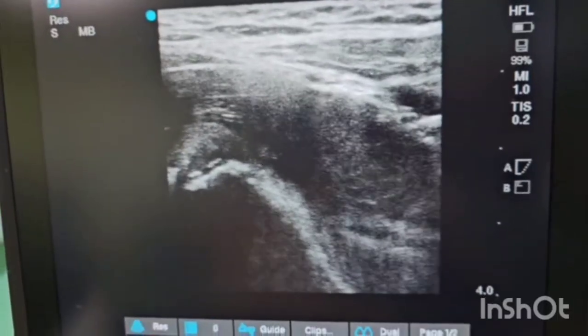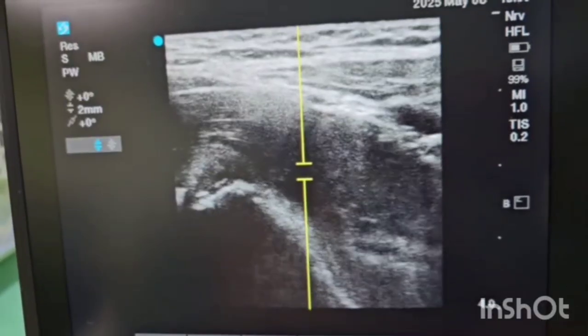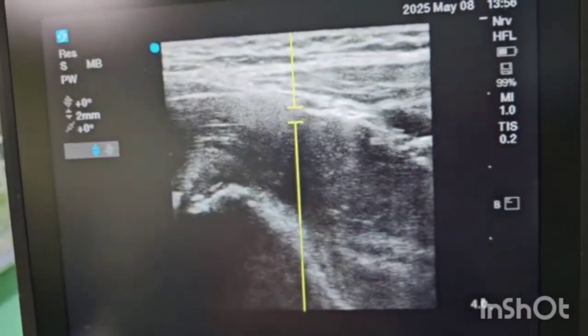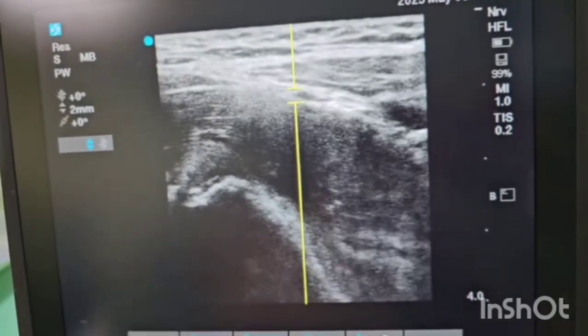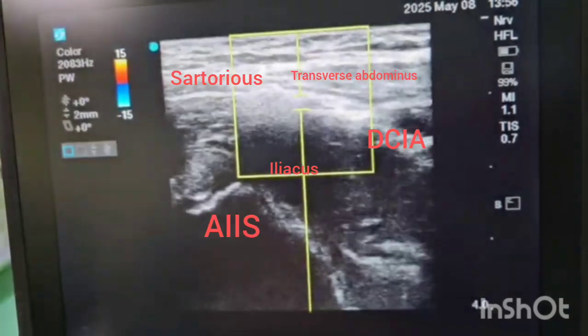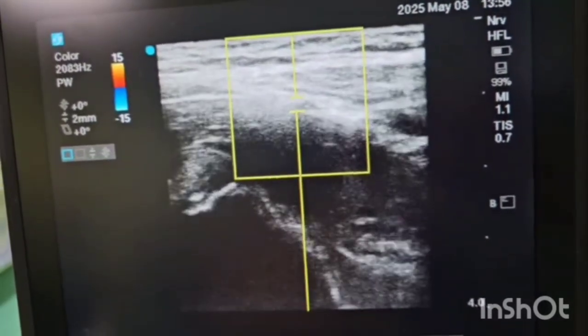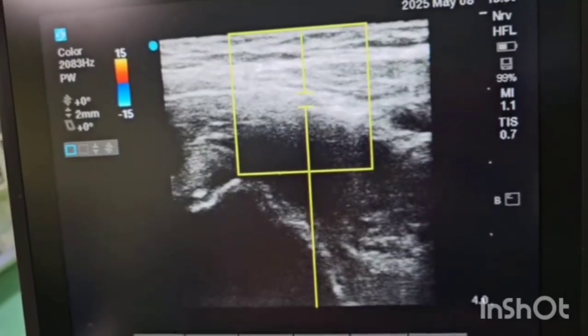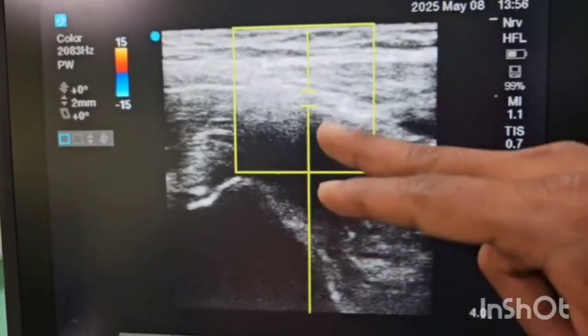So the bow tie appearance again with the labelings. You can see the labelings. Thank you.